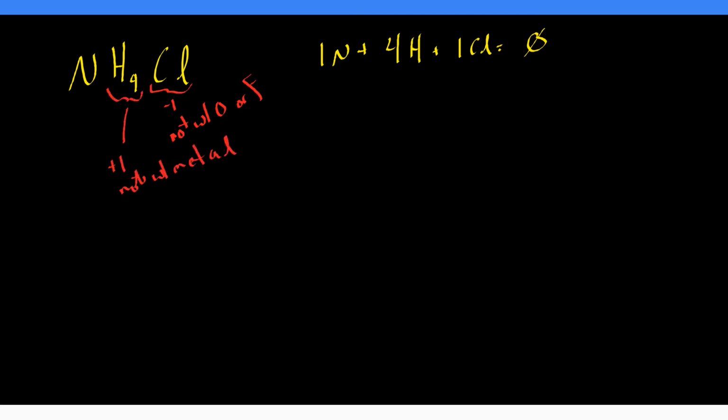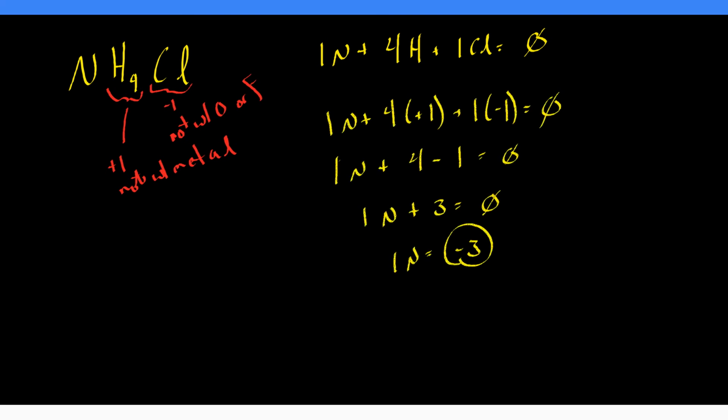Hydrogen, well, it's not bound to a metal, so it's +1, which means we can figure out nitrogen simply enough. We just do the algebra. 1N plus 4 times +1 plus 1 times -1 equals 0. So 1N plus 4 minus 1 equals 0. 1N plus 3 equals 0. And that means that 1N equals -3, and the oxidation number on nitrogen is -3, or 3 minus. So finding oxidation numbers, you do a little bit of work, but it's not particularly nasty.